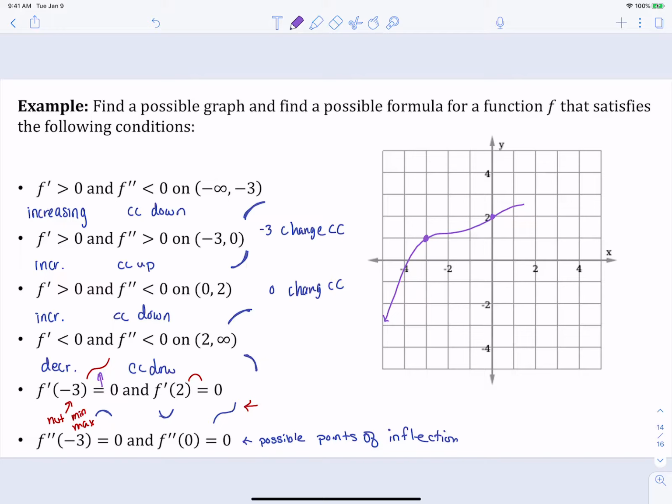And then at 2, we're going to have a maximum, and we're staying concave down, so we're not changing concavity. So it's going to look kind of something like that. So yours might look slightly different. It might be a little bit more exaggerated, but these points where you change concavity, they're good to mark, as well as any points where you have mins or maxes.